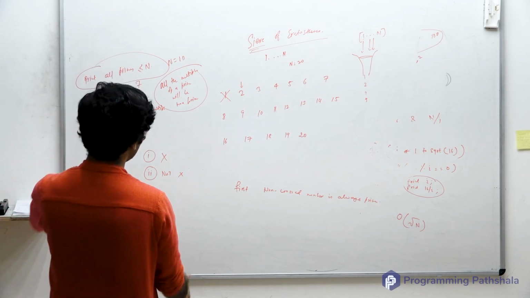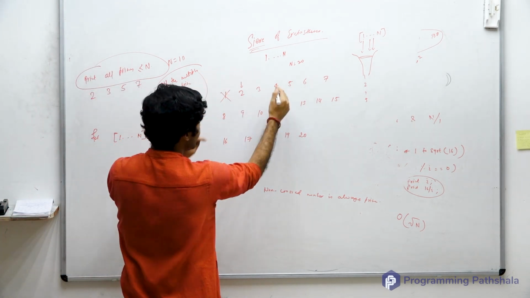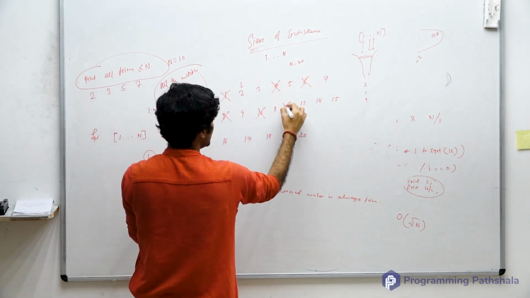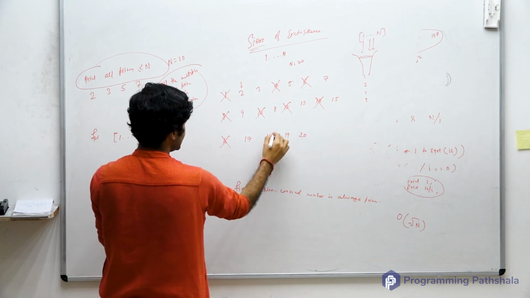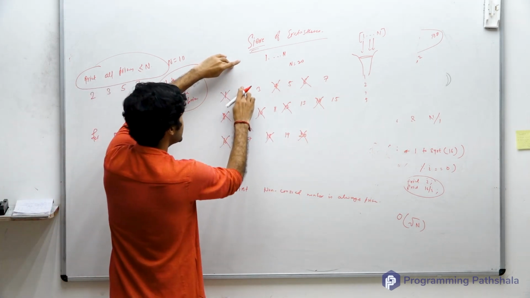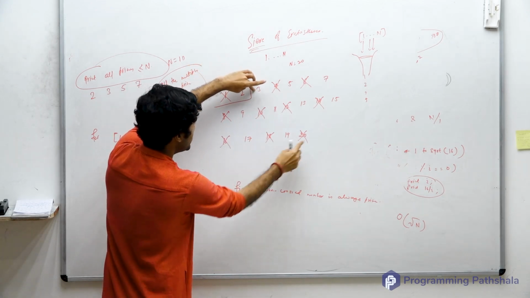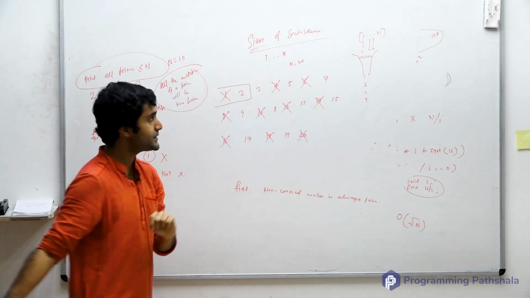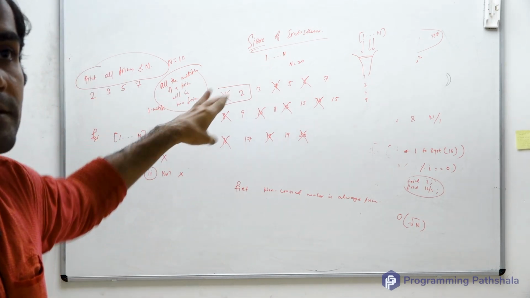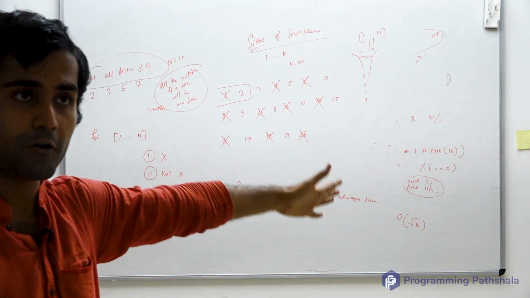So what will I do? All those numbers which are multiples of 2, I will cross them. So I will cross this 4, I will cross this 6, 8, 10, 12, 14, 16, 18, 20. Okay, done. I am done with this part. Now the part that remains is from 3 to 20. Which is the first non-crossed number in this part? 3 is the first non-crossed number. Who said 9? It's 3. 3 is the first non-crossed number from 3 to 20.